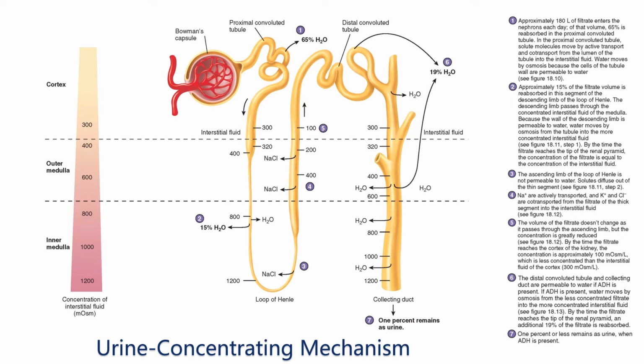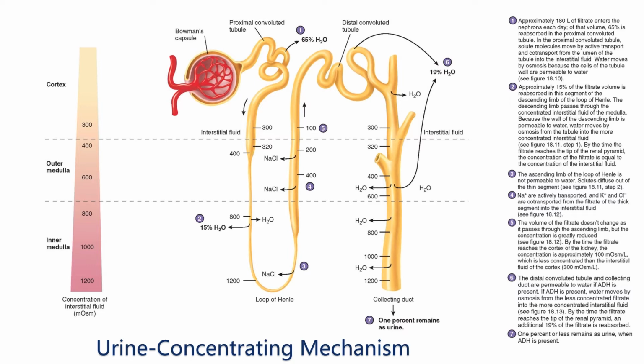In here, water is reabsorbed. In the proximal convoluted tubule, solute molecules move by active transport and co-transport from the lumen of the tubule into the interstitial fluid. Water moves by osmosis because the cells of the tubule wall are permeable to water.